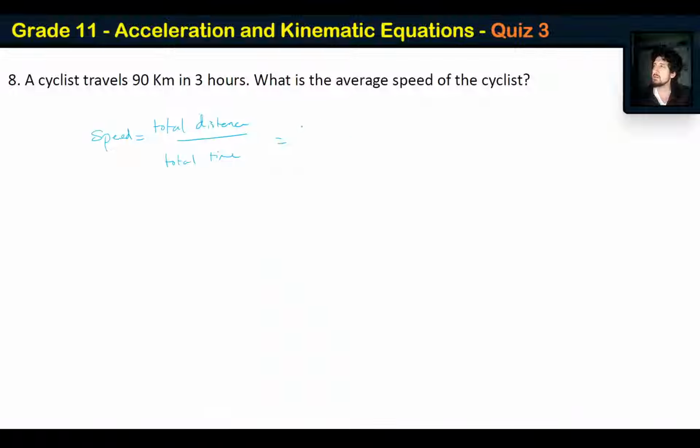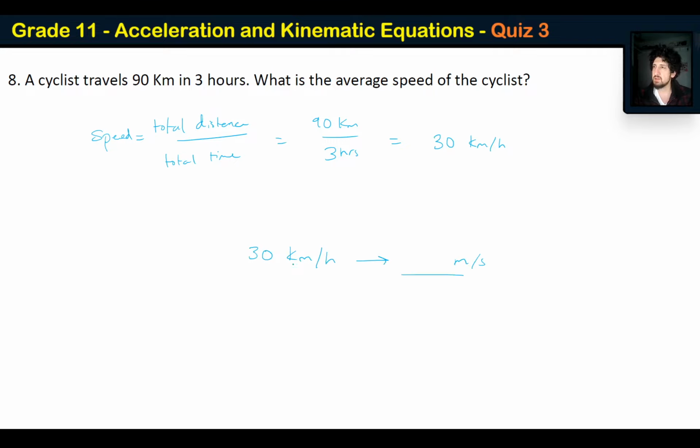So in this case, I've got 90 kilometers divided by 3 hours, and that's going to equal 30 kilometers per hour. Now, if we were looking for the average speed in meters per second, I'd have to convert this, but we're not looking for that. But if I did want to convert this, I can do that pretty easily. I can just go 30 kilometers per hour to meters per second.